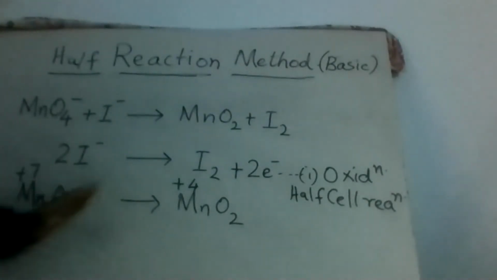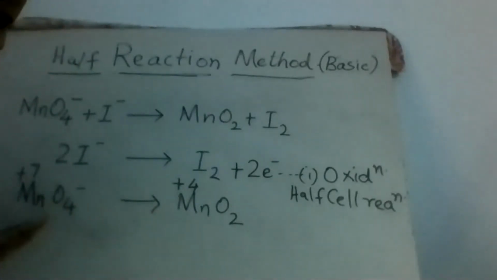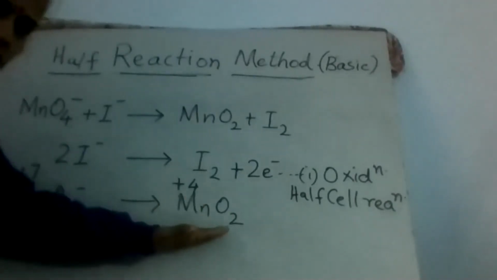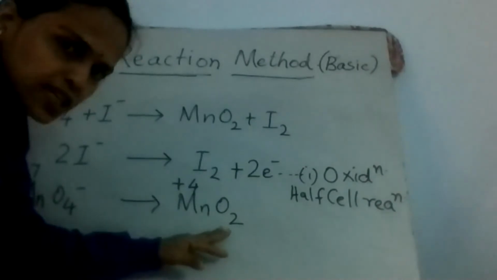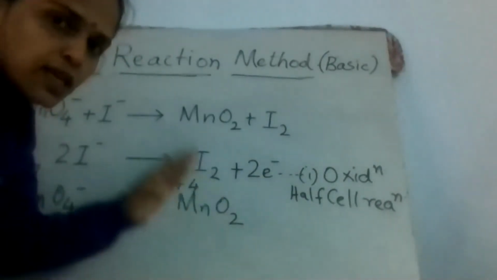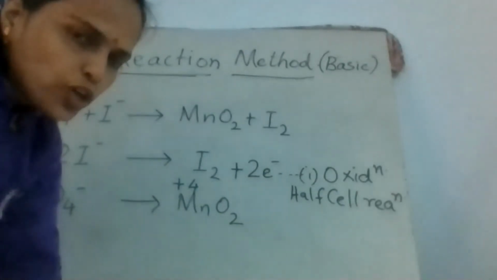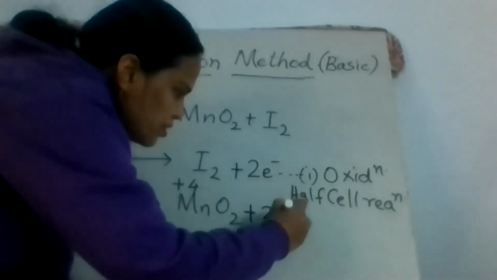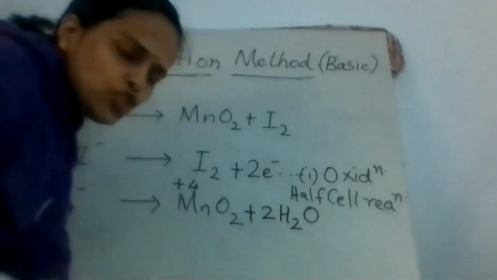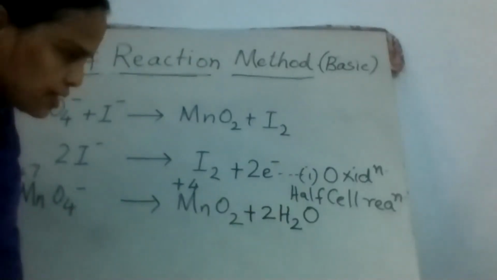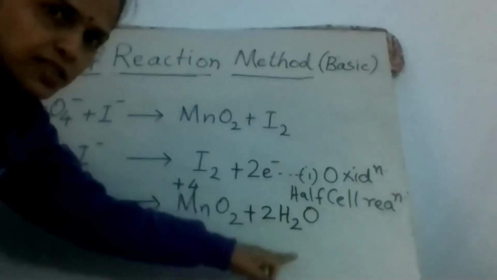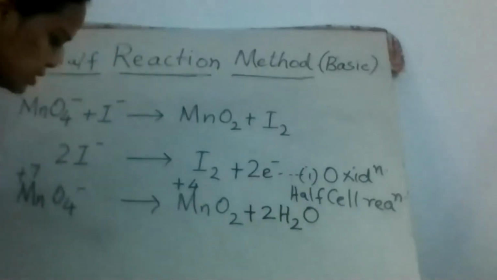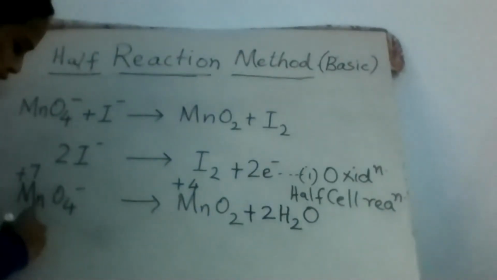Now, to balance this equation, you will first see the oxygen atoms there. Here there are 4 oxygen atoms. Here there are 2 oxygen atoms. The side that is deficient in oxygen atoms, add that many water molecules to that side. So since 2 oxygen atoms are deficient, I add 2 molecules of water on the right hand side. Next, I need to balance the H plus ion, 2 into 2, 4. So I'll add 4 H plus ions on the left hand side.